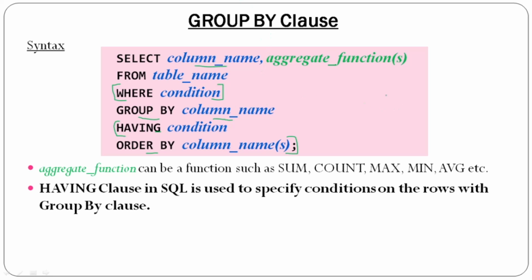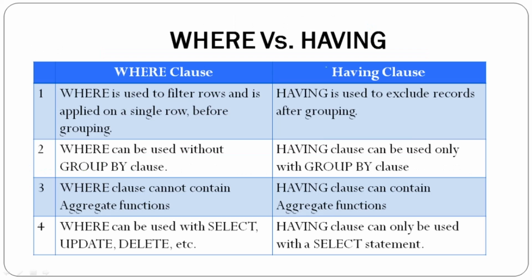Having clause in SQL is used to specify conditions on the rows with group by clause. Having clause can be used only with group by clause. The difference between where and having.